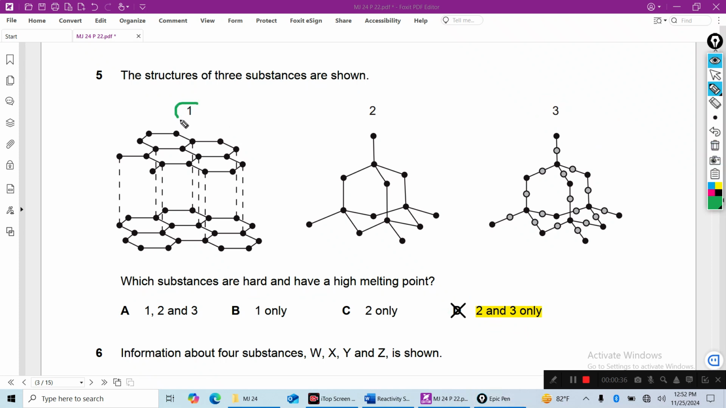Why is 1 wrong? Graphite is soft because it has layers. There are weak van der Waals forces between the layers. That's why graphite is soft. Graphite is not hard, so the answer is 2 and 3. Diamond and silicon dioxide are hard with a high melting point. Graphite, silicon dioxide and diamond all have a high melting point, but graphite is soft.